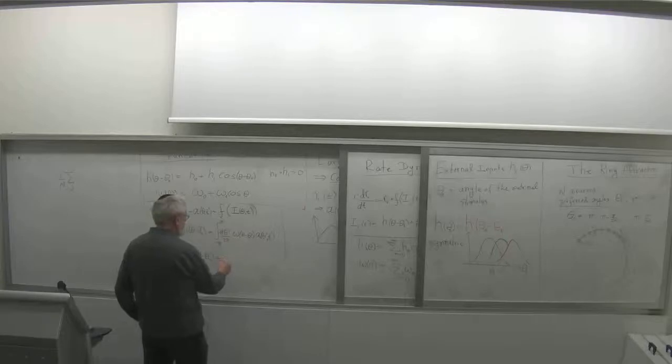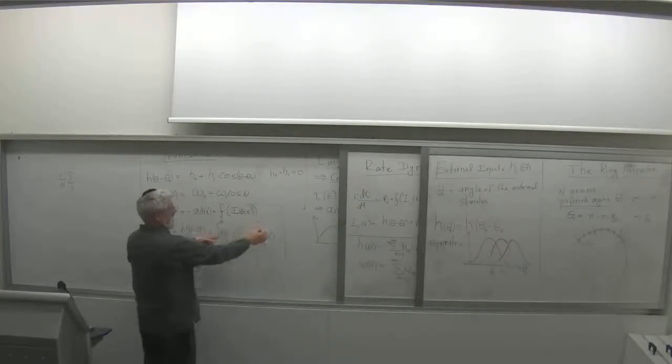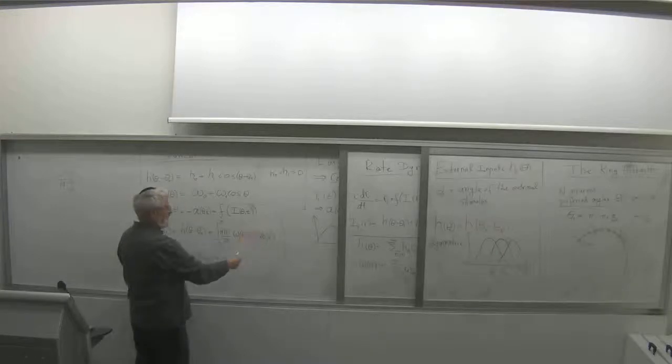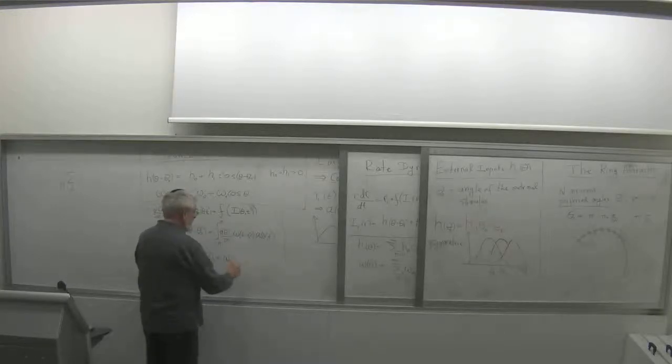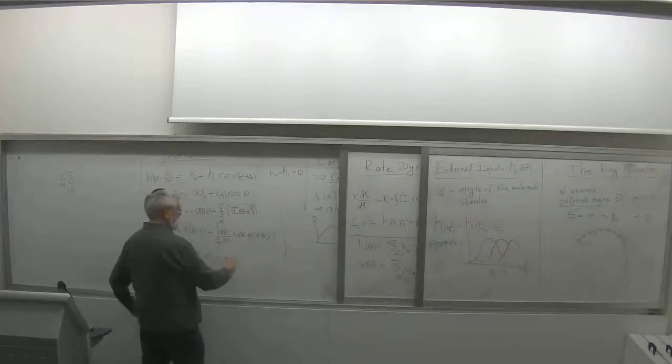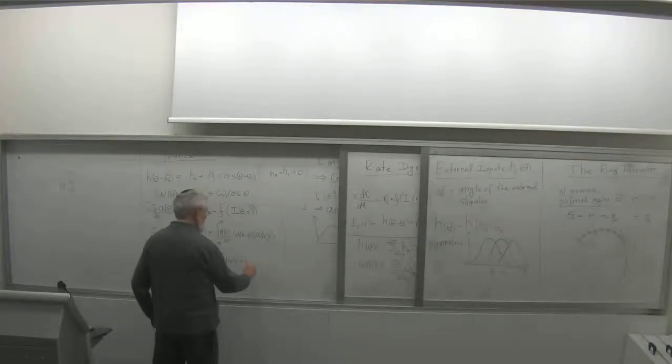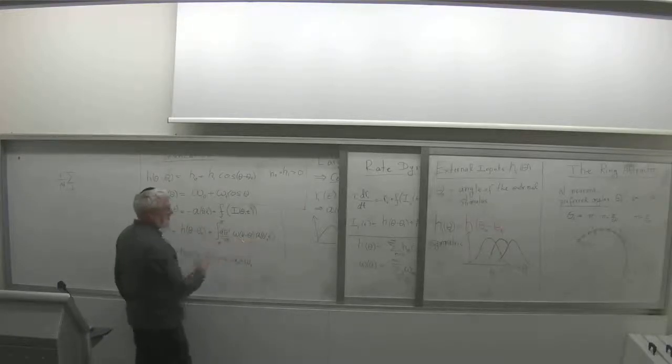We have W0 times the integral of A. I'll call the integral of A, A0. That's the mean of A, I'll define it soon. Plus W1 times cosine times the integral of A.